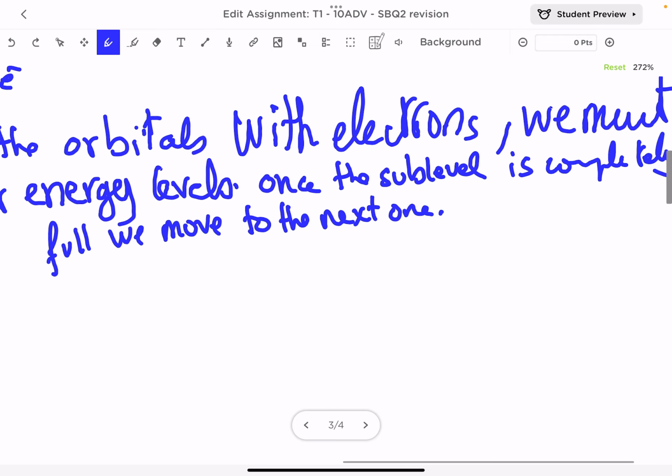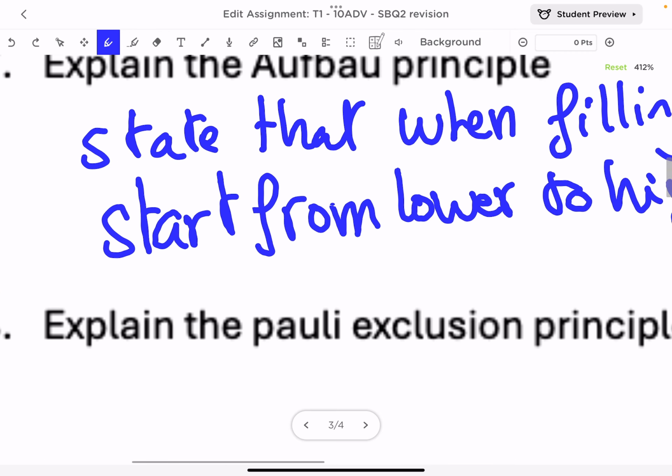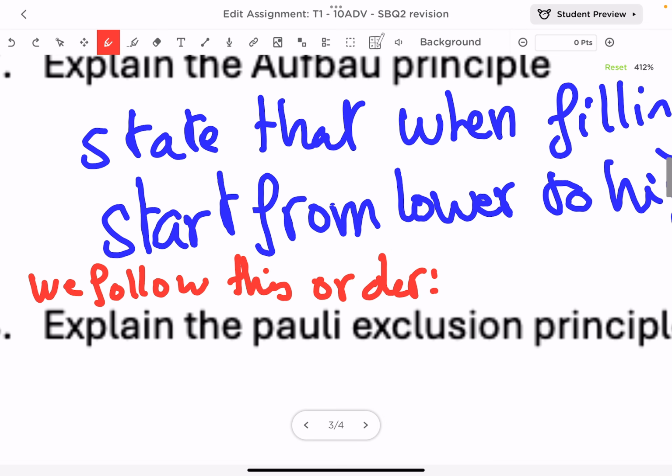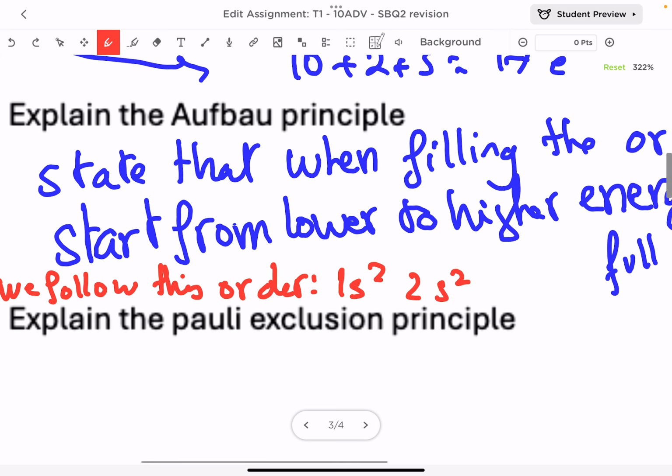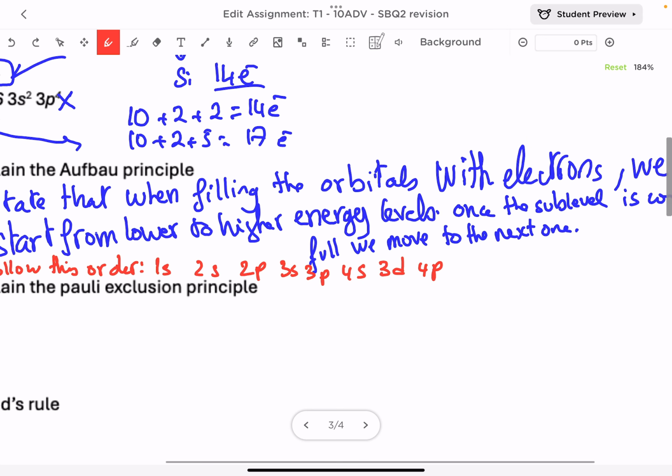You can also explain the Aufbau principle in a different way and say that when filling the orbitals, we follow this order. And you mention 1s2, 2s2, 2p6, or you just say 1s, 2s, 2p, 3s, 3p, 4s, 3d, 4p, etc. This is another way to explain the Aufbau principle. So I have to follow this order.